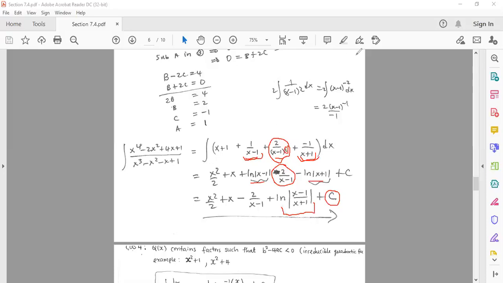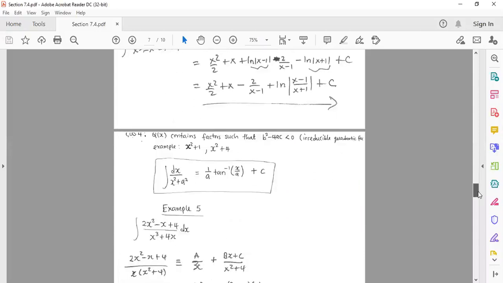All right. Now let's keep going. We're going to see a situation now where you have irreducible factors. Irreducible quadratic factors.